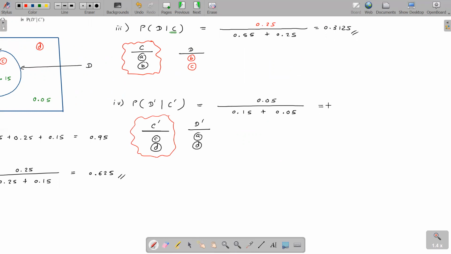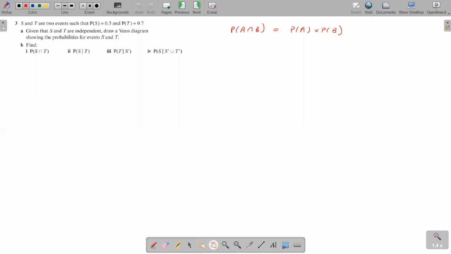That is 0.25, right? All right. So we have the answer 0.25. All right, guys. So I hope this is clear with you guys. All right, guys. We'll move on to question number 3.